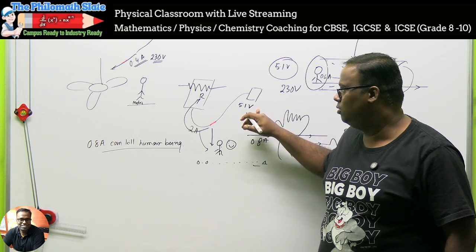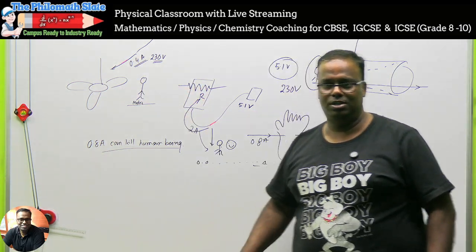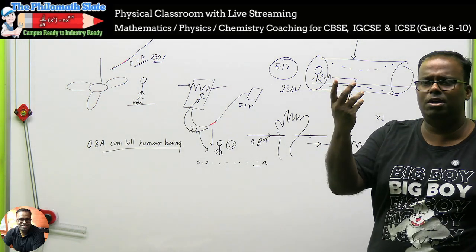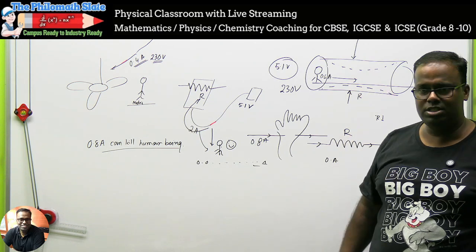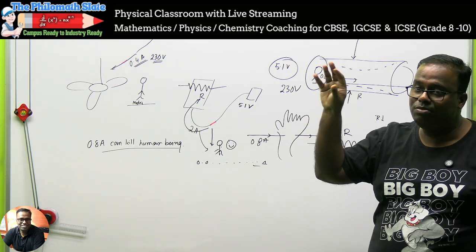Why are you playing with 5.1? Go play with 230, then you will die at 0.8. So what is your fatal current? 0.8 to 1 ampere is sufficient as a fatal current for you. Are you understanding?